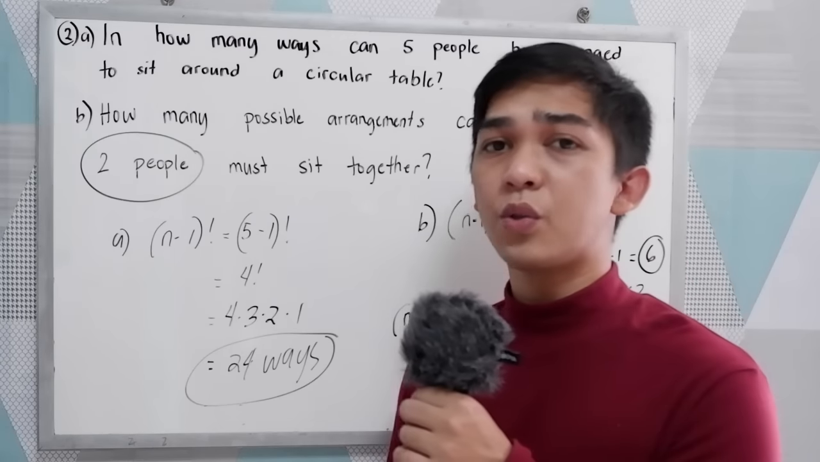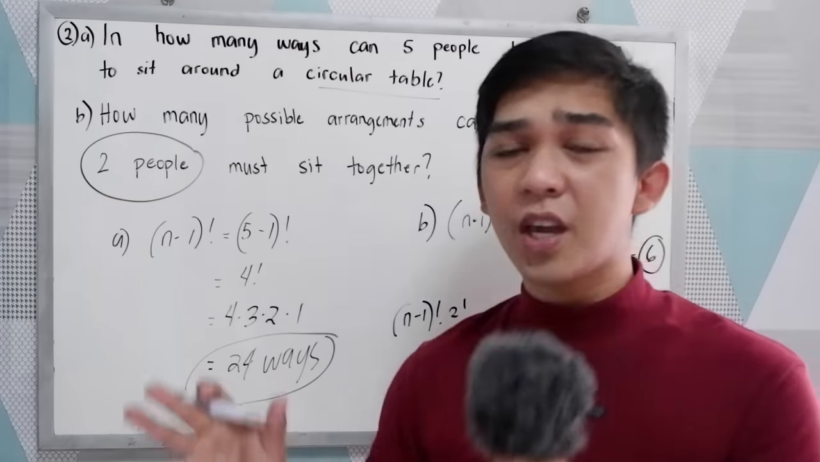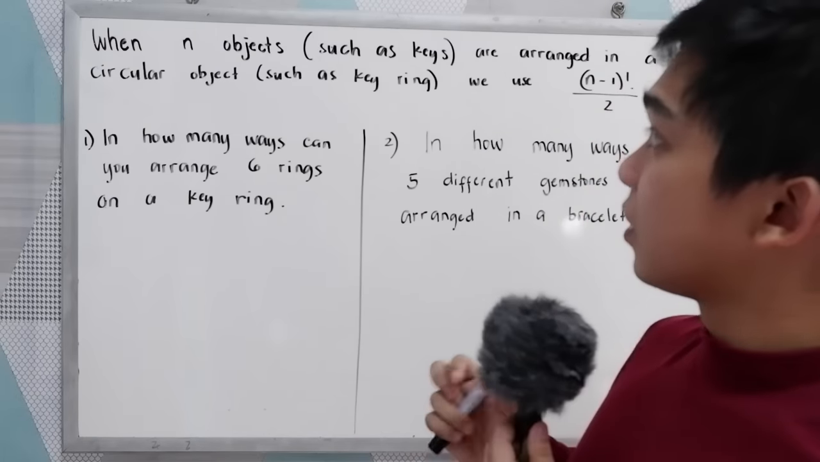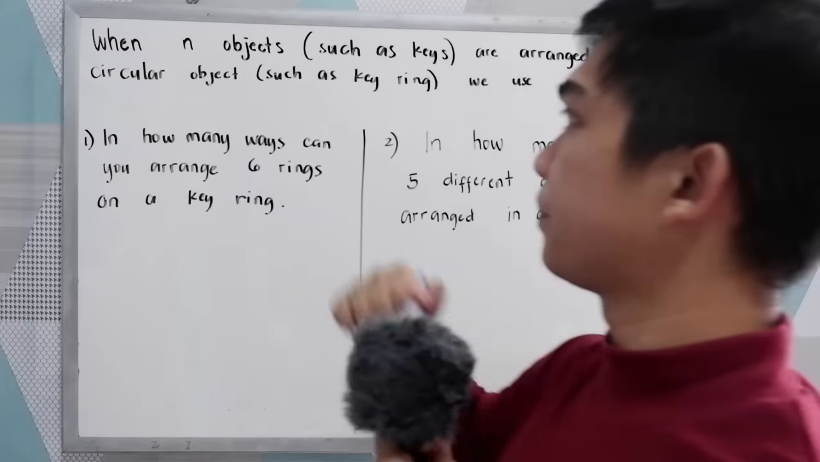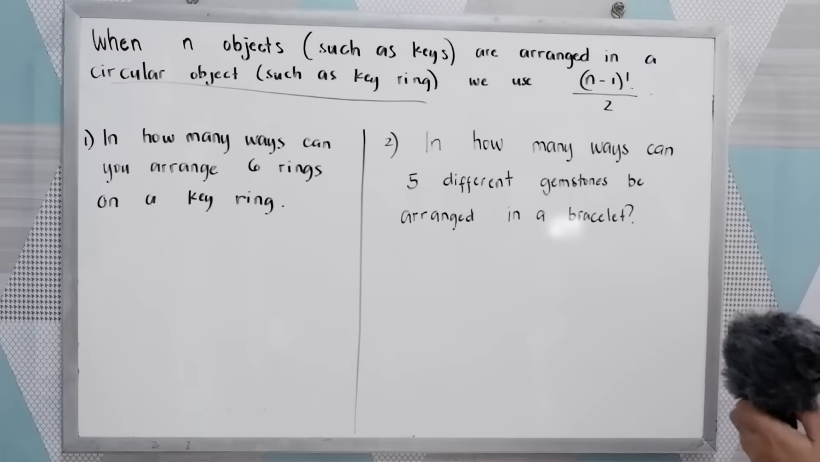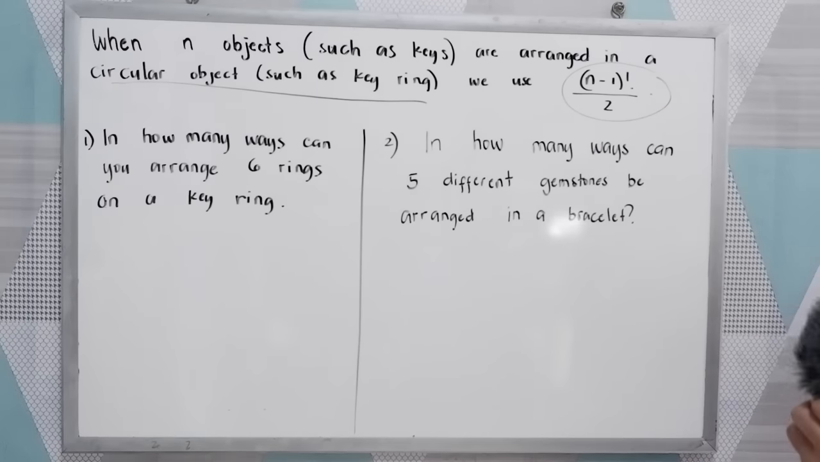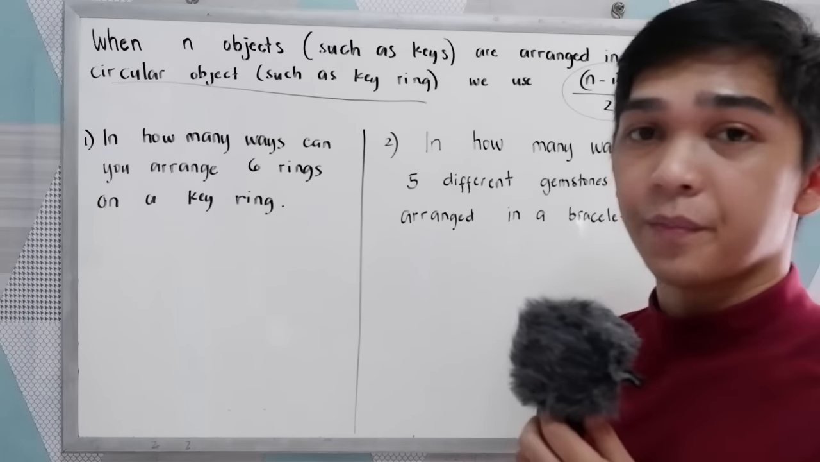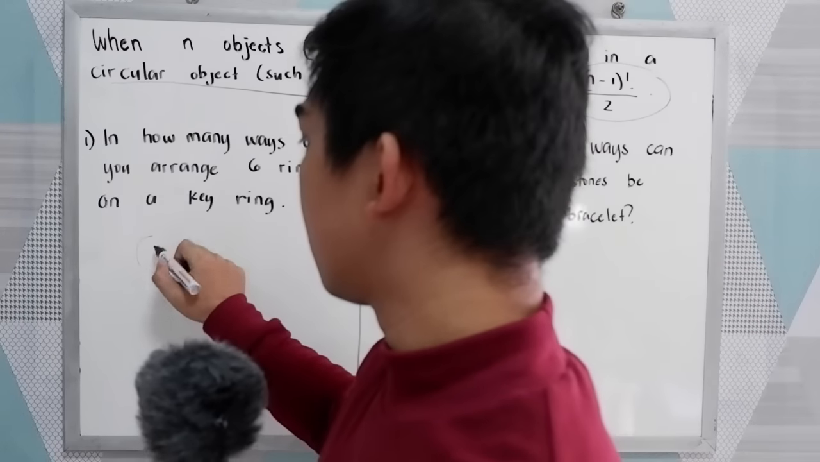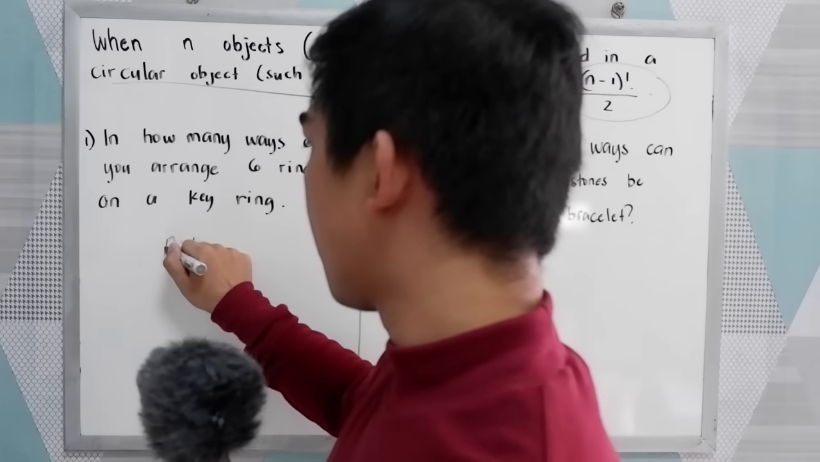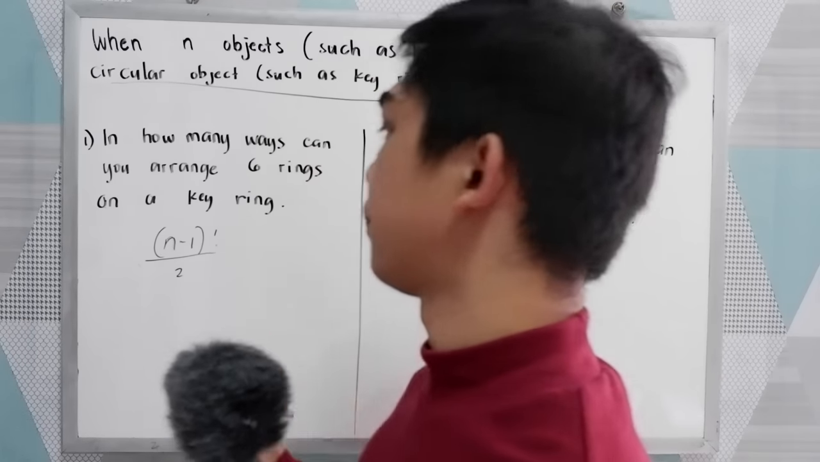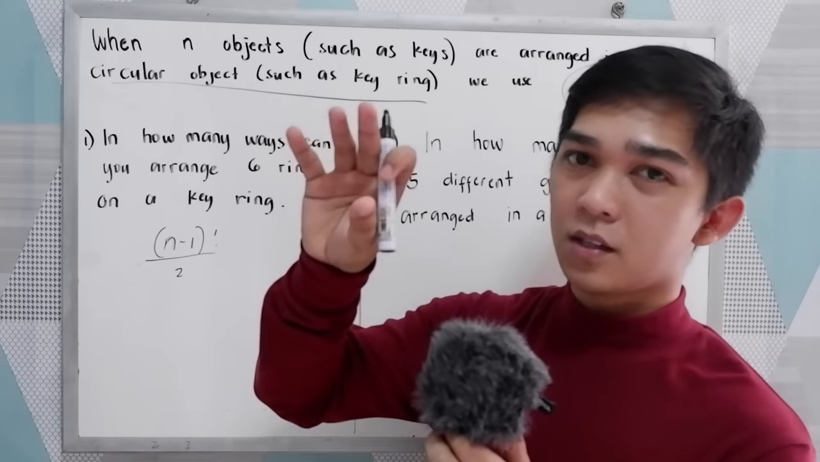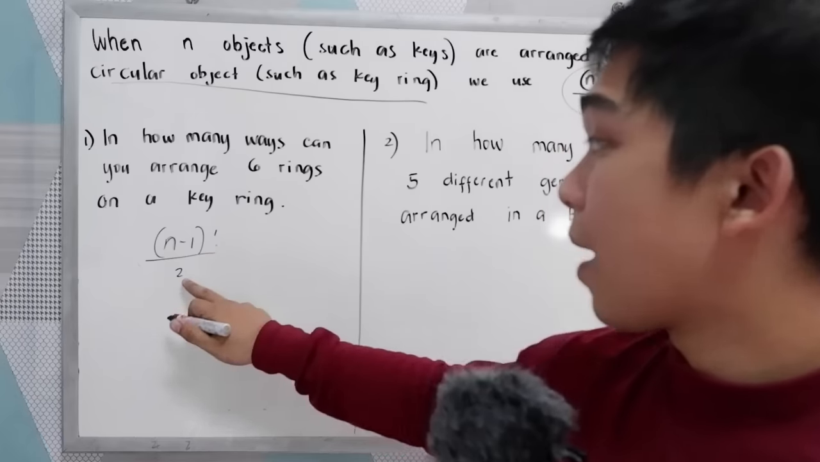Okay, what if you are going to arrange not in a circular table, but on a keychain? So let's have an example for that. When n objects such as keys are arranged in a circular object, such as a key ring, we use the formula n minus 1 factorial all over 2. So let's say example number 1. In how many ways can you arrange 6 keys on a key ring? In this case, we are going to use n minus 1 factorial all over 2. If you illustrate using a diagram, it becomes clockwise or counterclockwise form. That's why we come up with this formula.